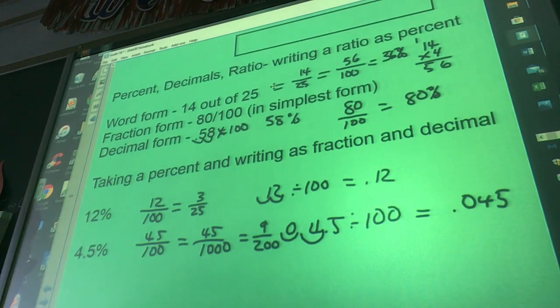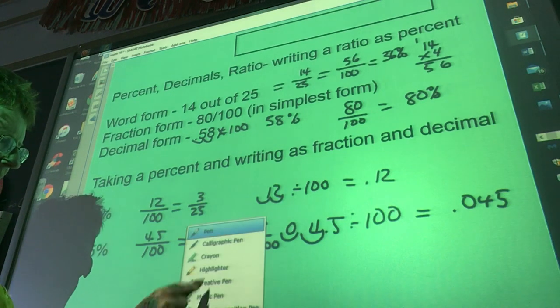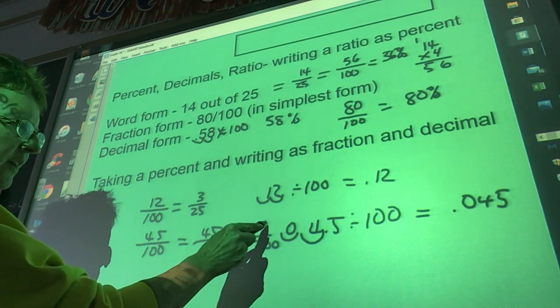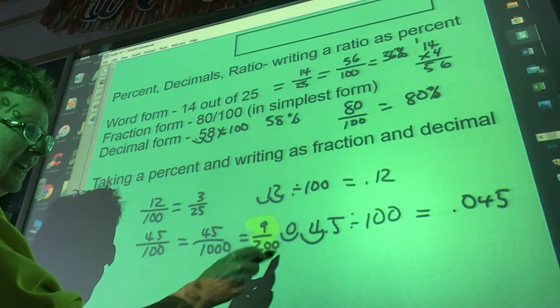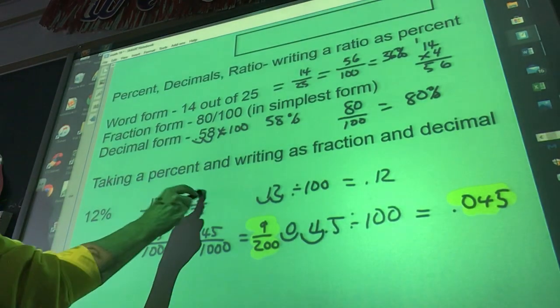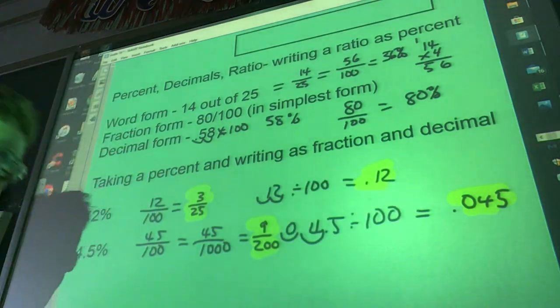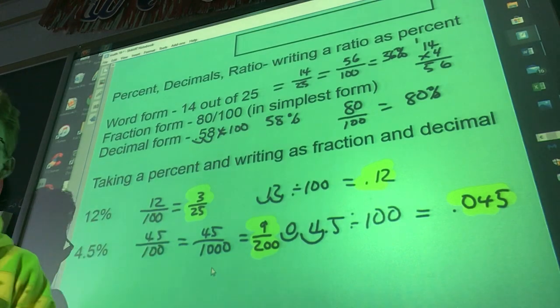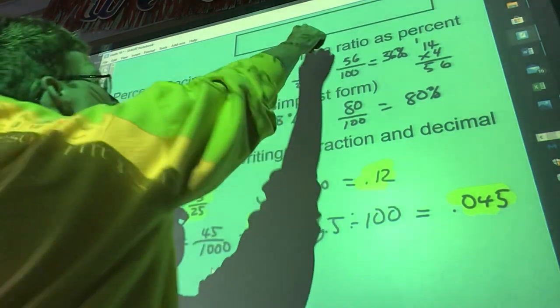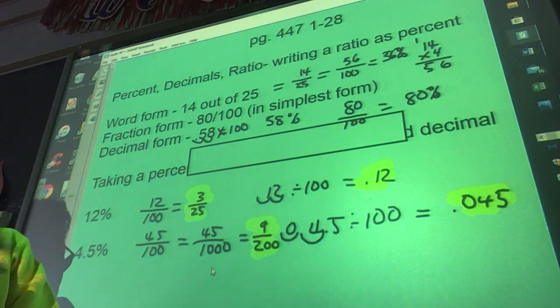Okay, so that's what they're going to be asking you to do. Some of them are asking you for 2 answers. If they're asking you for 2 answers, you would need the fraction and you would need the decimal. So you'd need 2 things: the fraction in simplest form and the decimal, and those are our highlighted areas. So your assignment is to do page 447, 1 through 28.